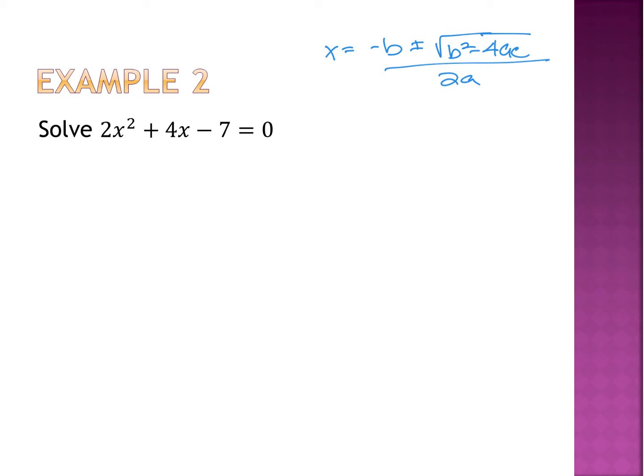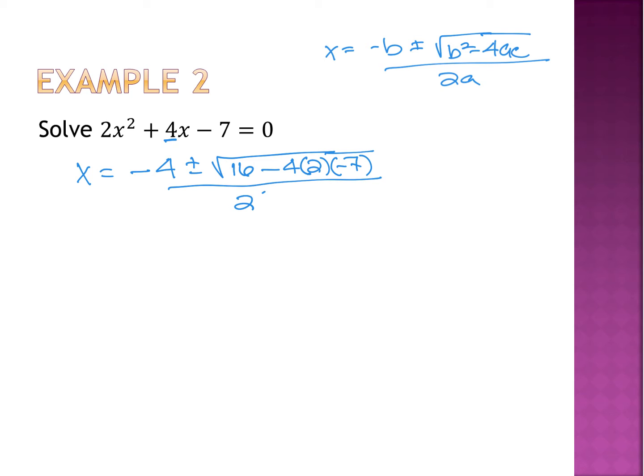For example 2, I'm going to do the same thing. I've already written the formula. I have x equals the opposite of b plus or minus the square root of b squared minus 4ac, all divided by 2a. So now I'm going to start plugging things in. The opposite of b is going to be the opposite of this positive 4, which will give me a negative 4, plus or minus the square root of b squared. My b value was 4, so I'm going to square that and write that as 16 minus 4 times 2 times a negative 7. I'm going to divide this whole thing by 2 times 2.